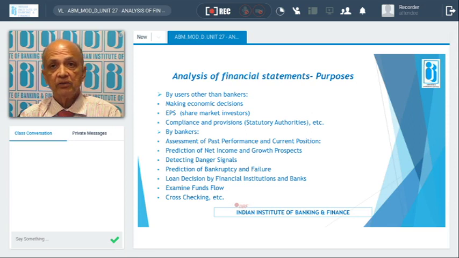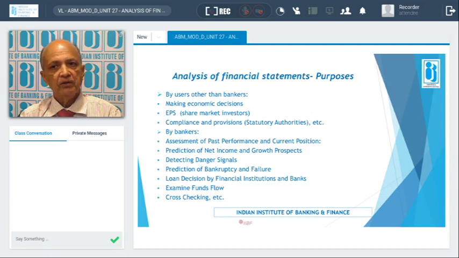Many times lenders will go through 2 years, or some bankers will go through 3 years of performance, so that they can come to a conclusion. What is the trend? What was the performance? And based on that, what will the performance be? Whether the unit, the industry, or the activity of the unit is able to achieve it, whether it is reasonable or not. And reasonableness is the basic thing based on which the limits or credit facilities are considered by the lending institutions.